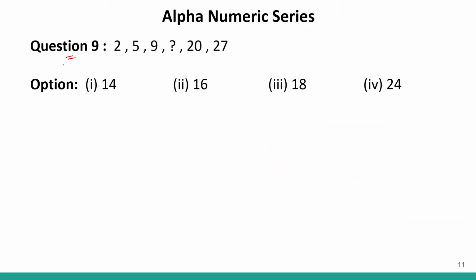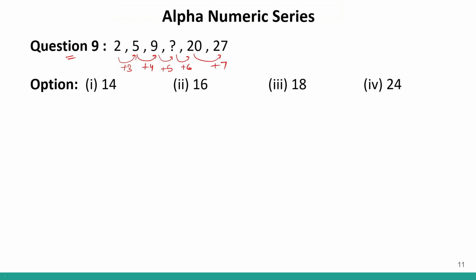Moving on to question number 9. We have 2, 5, 9, missing term, 20 and 27. Over here also I can see small jumps. Small jumps means we will assume that we are adding. So 2 to 5 is plus 3. 5 to 9 is plus 4. 20 to 27 is plus 7. We need two more numbers, right? So I can see 3, 4. The next number will be 5 and 6 and then 7. So addition of 5 and 6.